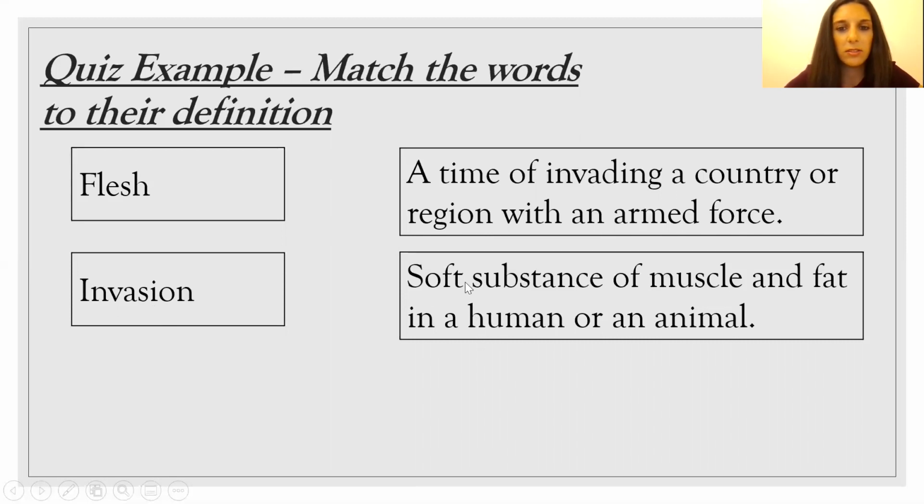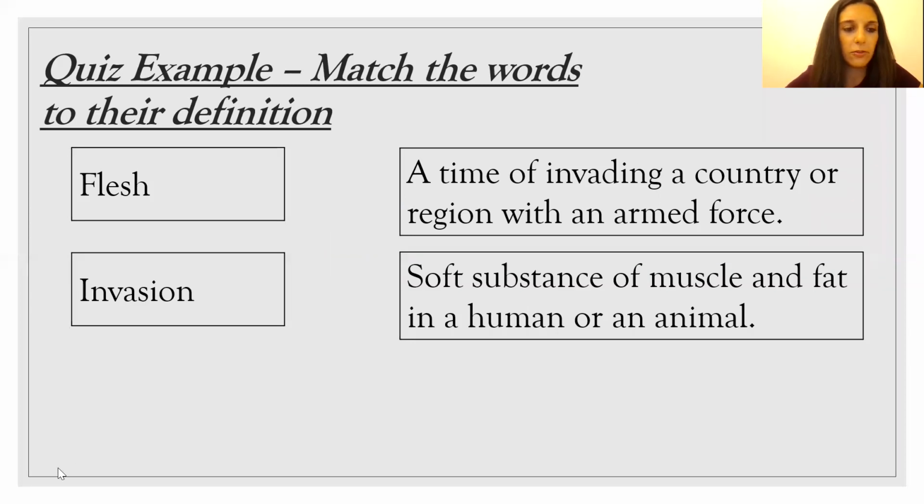Okay, well, I know a soft substance of muscle and fat in a human or an animal links to flesh. So I am going to draw a line from flesh to this definition, and for invasion, I know that that means a time of invading a country or region with an armed force. So when you come to do your quiz today, you will have 3 definitions and 3 words per page that you need to match together, okay? That's your first task.